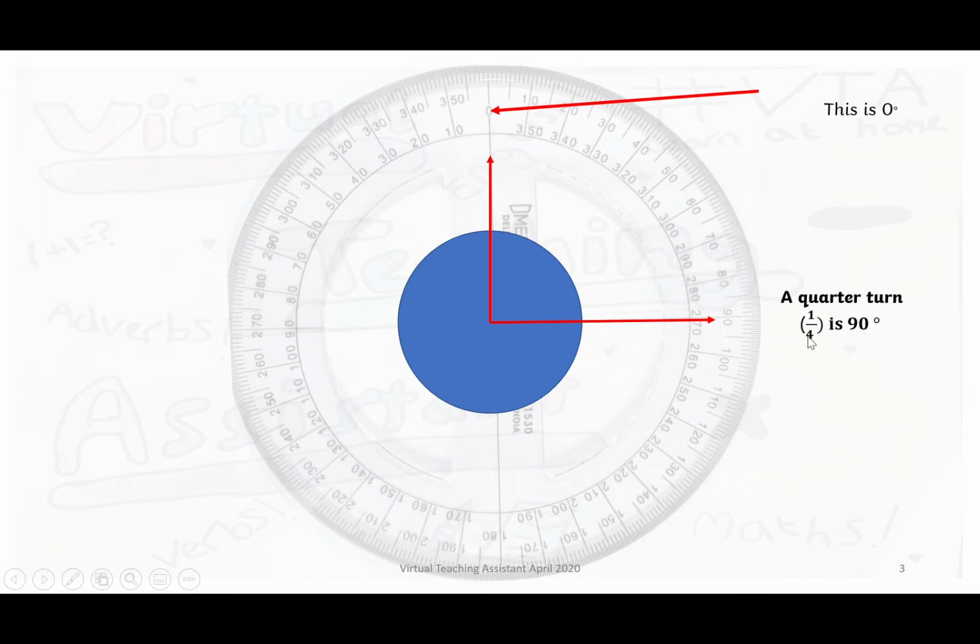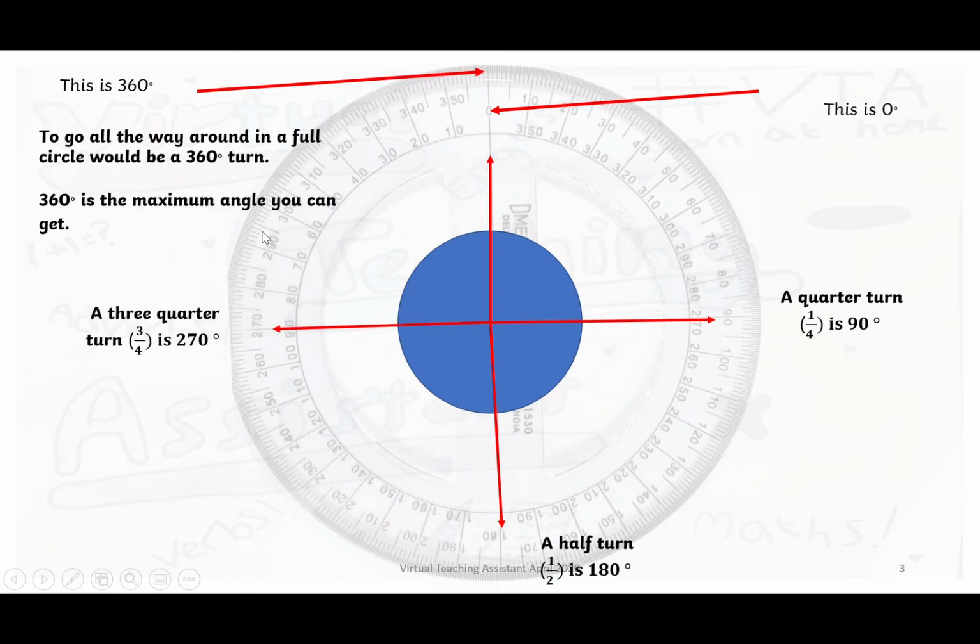Now, quarter of a turn is 90 degrees, okay? It's almost like a clock. I can see it's 90 because I'm following these numbers around the outside of my big protractor. You can get protractors that are full ones like this, big circles, or you can get half protractors as well, and you'll see both during this video. Half turn is 180 degrees, a 3/4 turn is 270 degrees, and a full turn all the way around in one big circle is 360 degrees. Now 360 degrees is the maximum angle you can get.